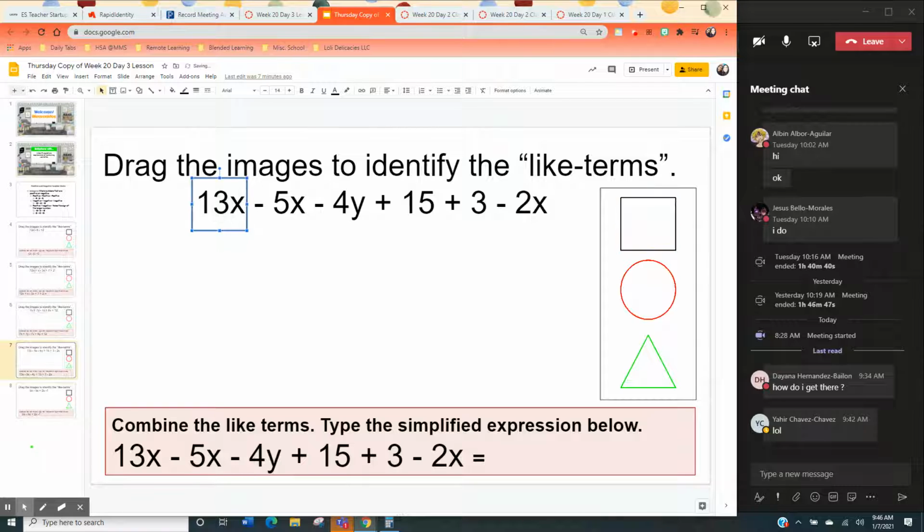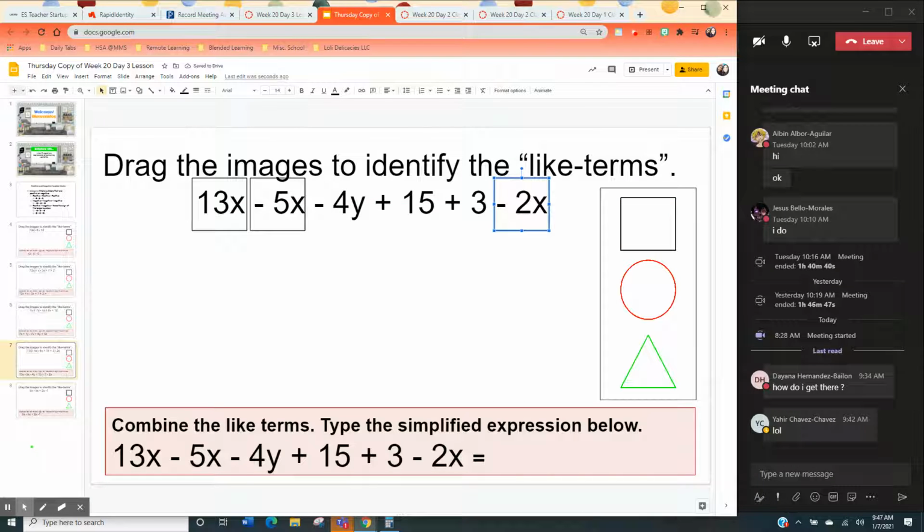How do I know which shape goes with which variable? You just choose one, but make sure it's the same one for every variable. So if I'm going to do squares for my x's, then it's going to be squares for all my x's. I can't do a square and a circle and a triangle because then that'll be more confusing. So 13x, then I have minus 5x, and last but not least, minus 2x.